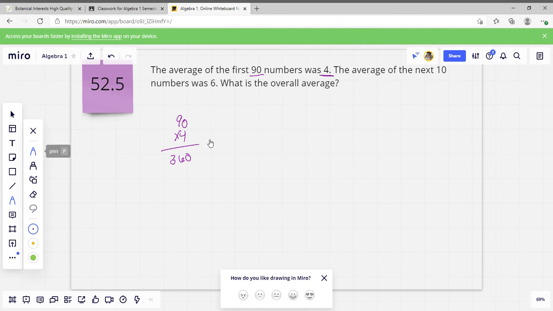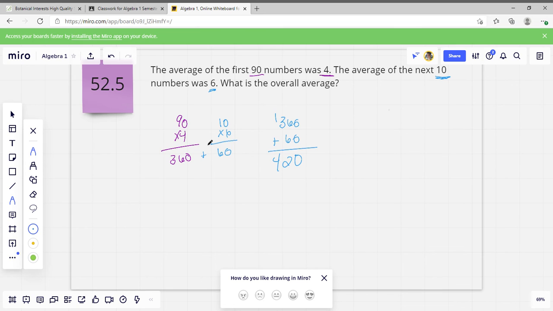Then we're going to multiply this next group, 10 numbers times 6. That'd be 60. Then we're going to add those two together to get our total amount.